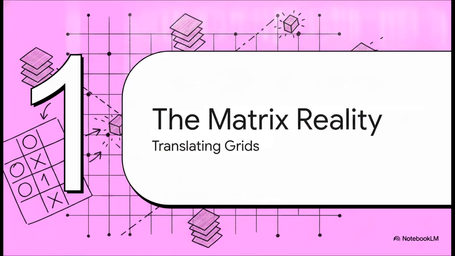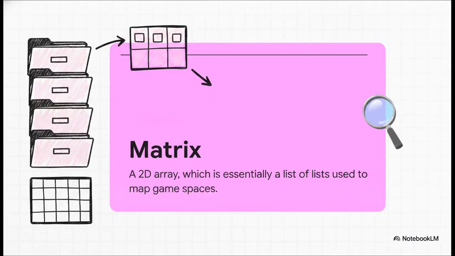Section 1. The matrix reality, translating grids to code. To program an AI, we first have to figure out how a computer actually sees a 3x3 game board. Basically, it maps spaces using numbers, 0 for empty, 1 for an X, and 2 for an O. And to store these numbers, we need a matrix. In Python, that's a 2D array, which is essentially just a list of lists. Think of it like a perfectly organized filing cabinet where every single game tile has its exact dedicated folder.